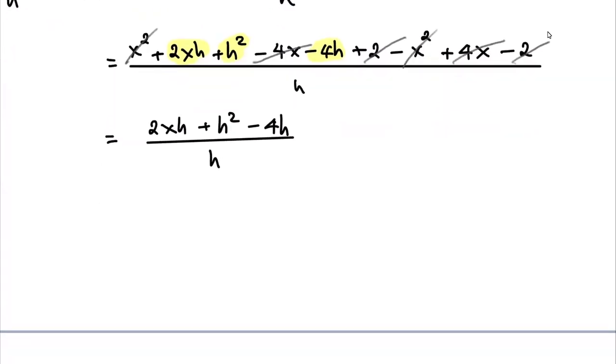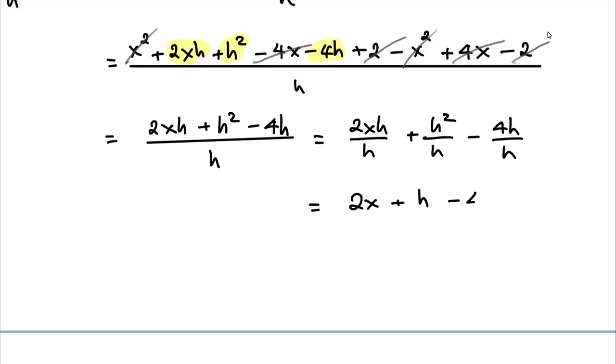All right, simplify one more thing, the h. So I will separate it. Okay, so we can simplify the h and I get 2x plus h minus 4. That is the final answer.